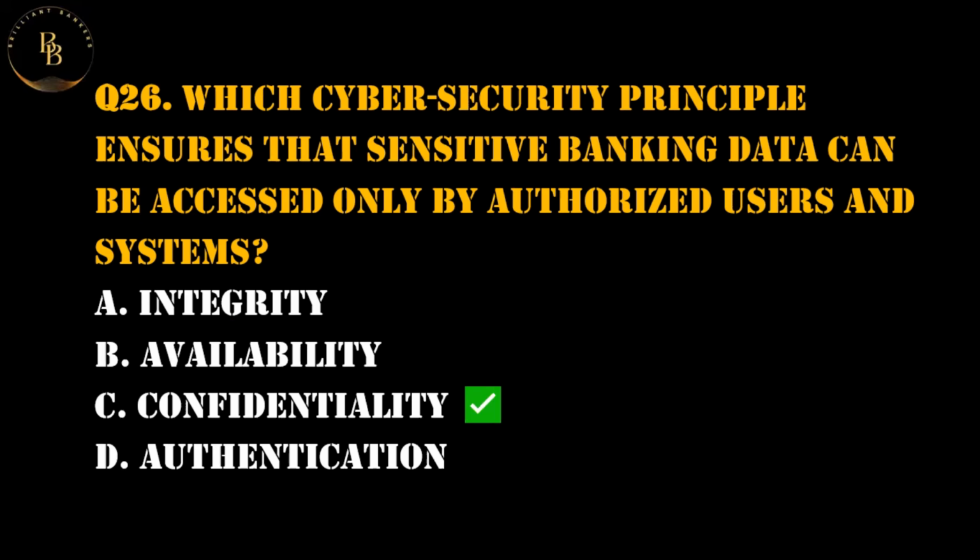So what is the triad? What is the CIA triad? It is confidentiality, integrity, and availability. This should be the foundation to secure banking operations also. Confidentiality, integrity, and availability. The CIA triad.